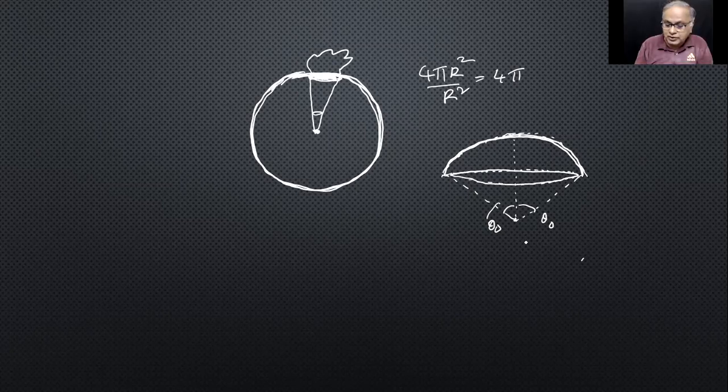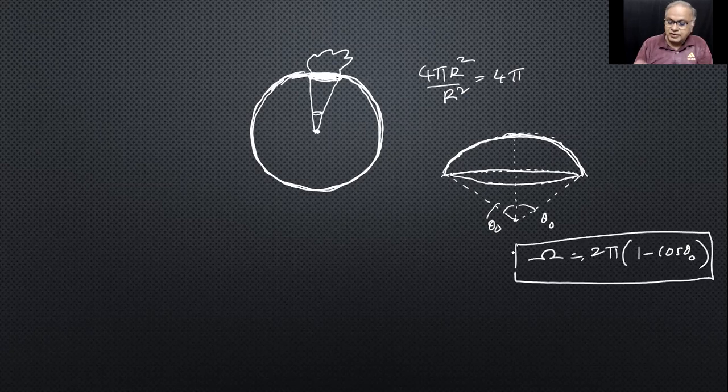We are going to show that omega equals 2 pi into 1 minus cos theta naught. Derivation we have to do actually, but if it is like this, we are going to prove this by taking some elemental area and then finding out the solid angle.